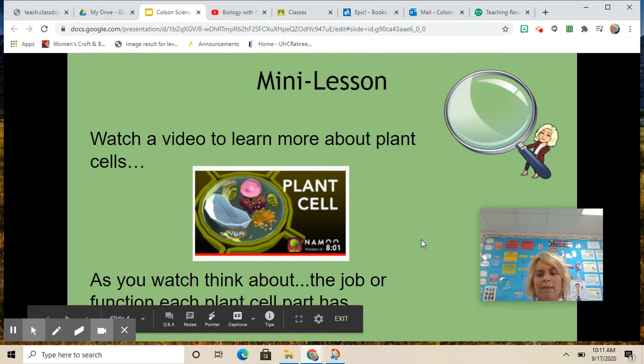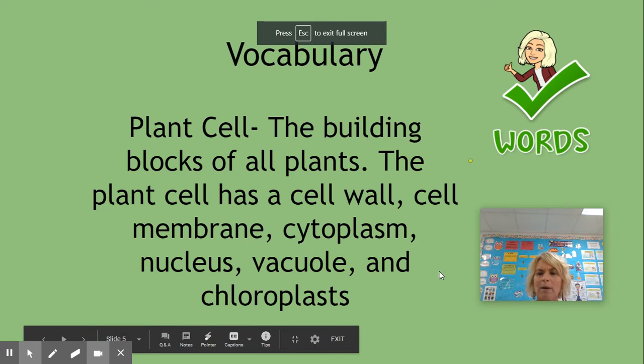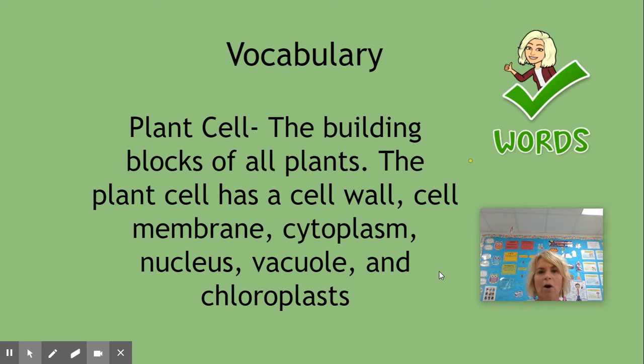So now that we've learned about the different parts of the plant cell, let's talk about what that word means. A plant cell is the building block of all plants. The plant cell has a cell wall. You probably heard that word in the video. Cell membrane, cytoplasm, nucleus, nucleolus, and chloroplast.